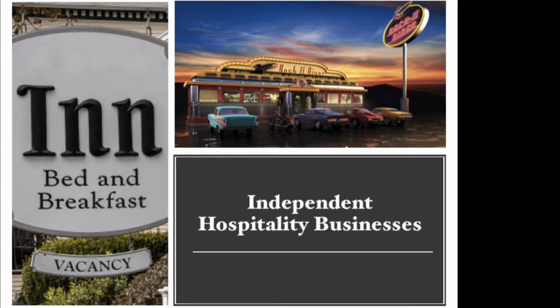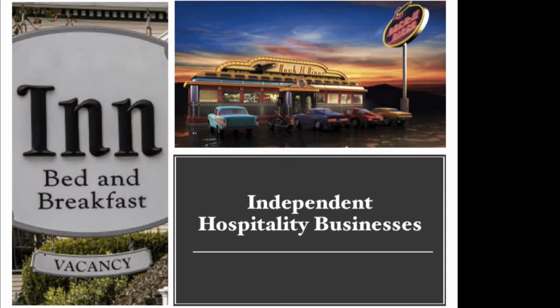Let's start with independent hospitality businesses. These are businesses that don't have any brand affiliation. It's like an airline like Midwest Airlines used to be, that was not affiliated with one of the majors like Delta or American or the like, right? So they're not part of a larger organization. They are not part of a franchise or any sort of chain of businesses. So this might be a bed and breakfast in Door County, Wisconsin, as an example.